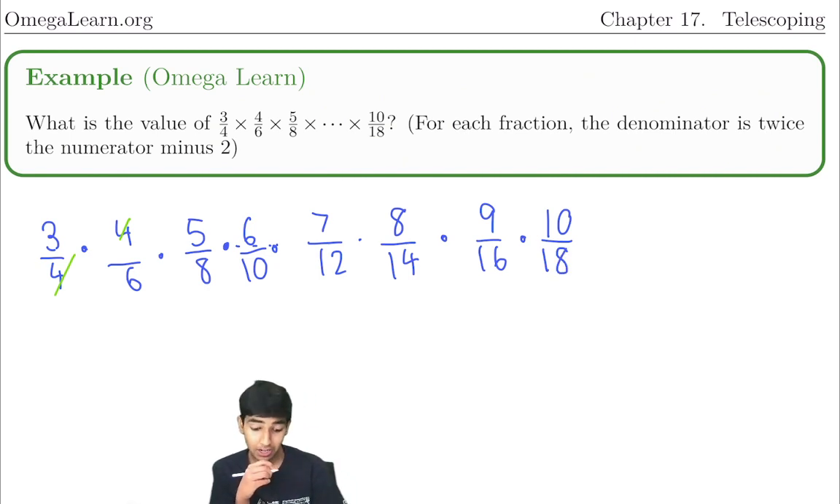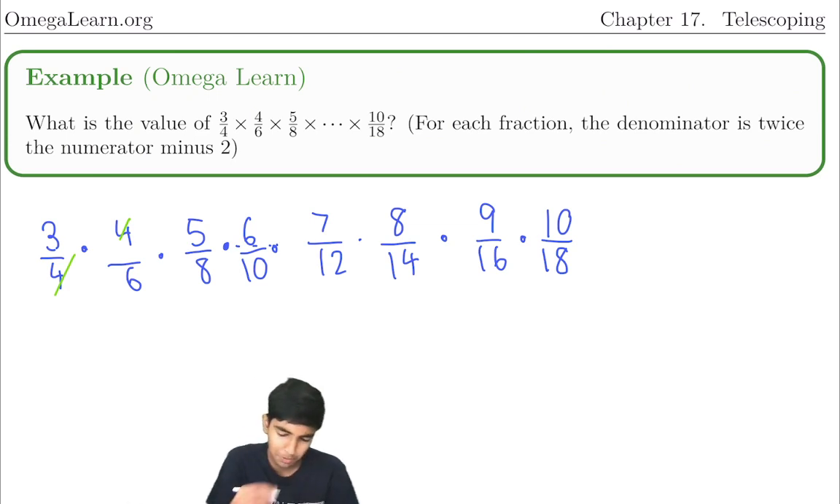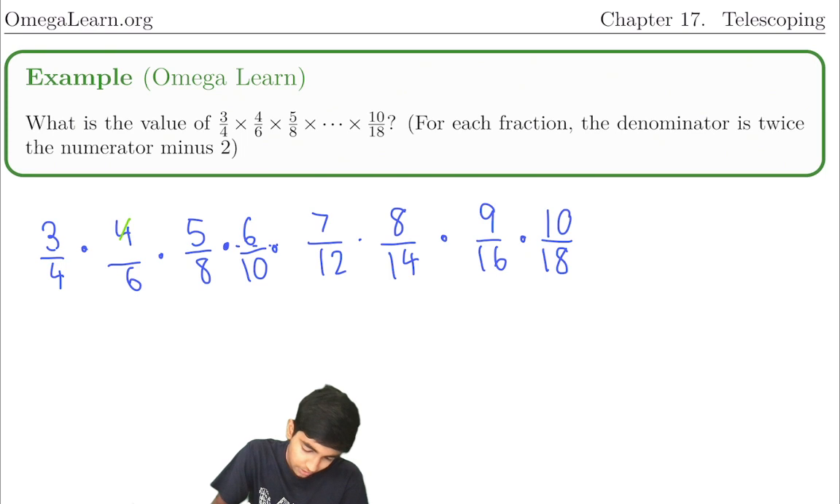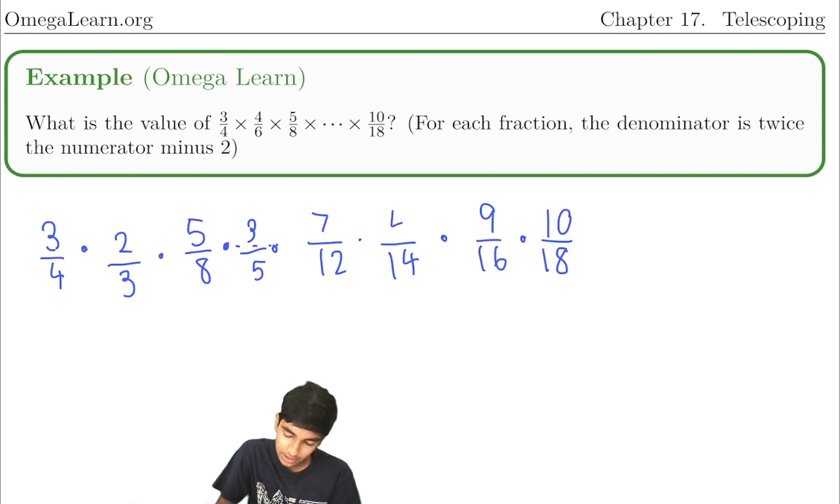This looks pretty ugly, doesn't it? So first of all, there's some fractions we can definitely simplify, right? 4/6 is the same thing as 2/3. 6 over 10 is just the same thing as 3 over 5. 8 over 14 is 4/7. 10 over 18 is the same thing as 5/9.